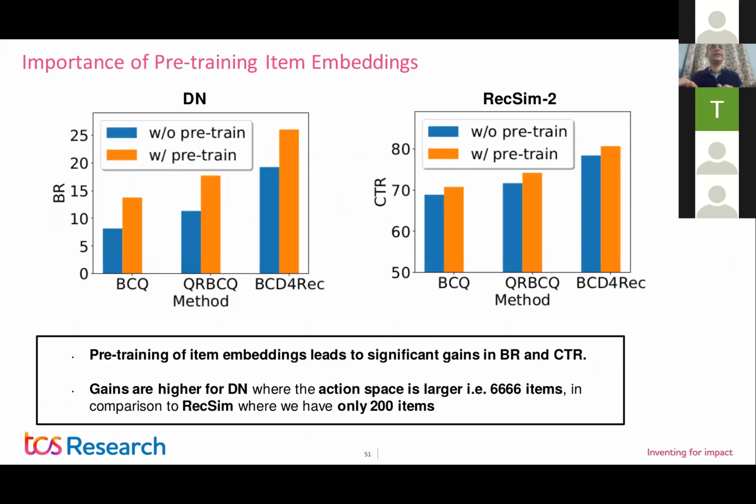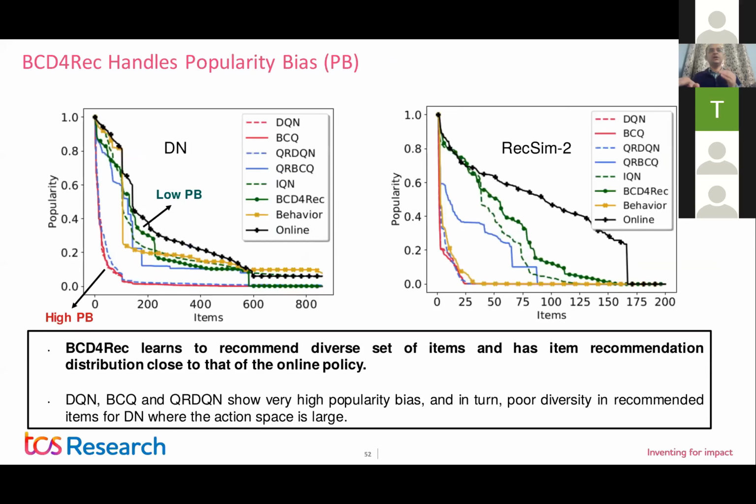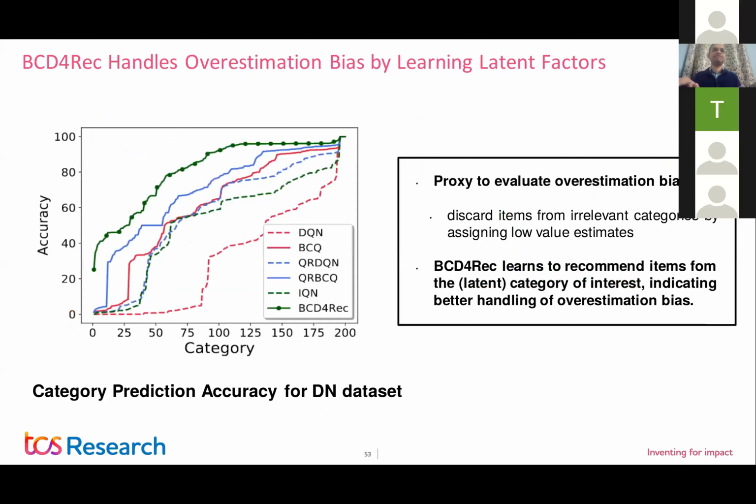I'll skip the details here. We were also able to show that pre-training of these item or action embeddings was critical to the overall performance of our approach. Through this distributional RL-based approach, we were also able to significantly handle the popularity bias issue, which I explained earlier is very prominent in recommender systems settings. And yeah, we were also able to show that our approach does handle this notion of overestimation bias, which is the bias introduced by the poor coverage of the state action pairs in the historical logs. And yeah, so that's about this approach.